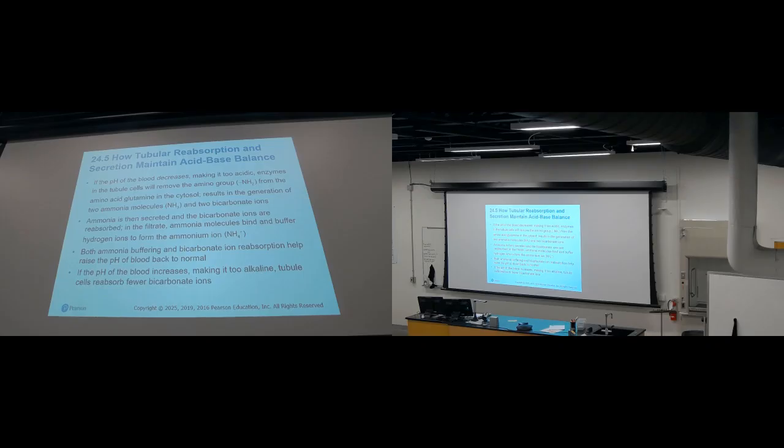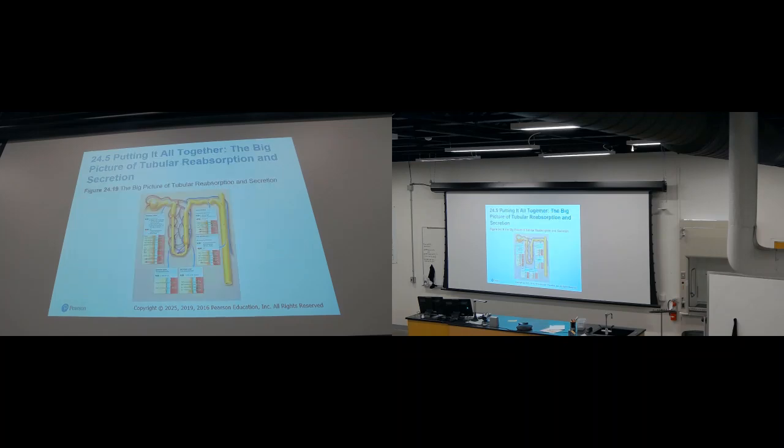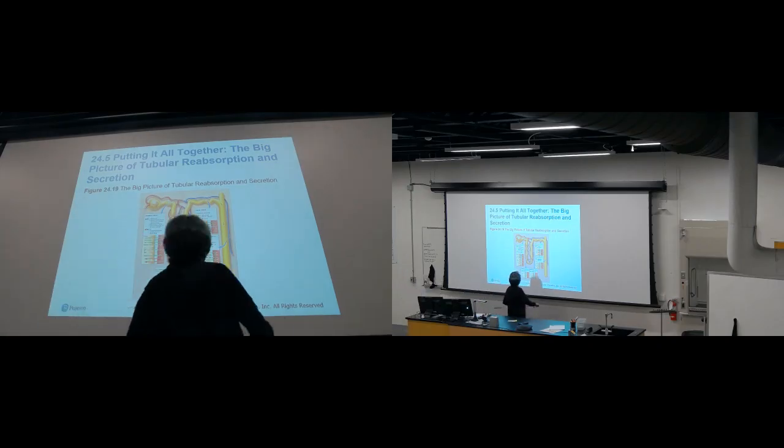Now, what if it's the opposite? What if the pH in your blood increases? What if you have alkalosis, or a lack of hydrogen ions? In this case, the cells in your tubule reabsorb less bicarbonate, and you will retain hydrogen. So that's what happens in these tubules.